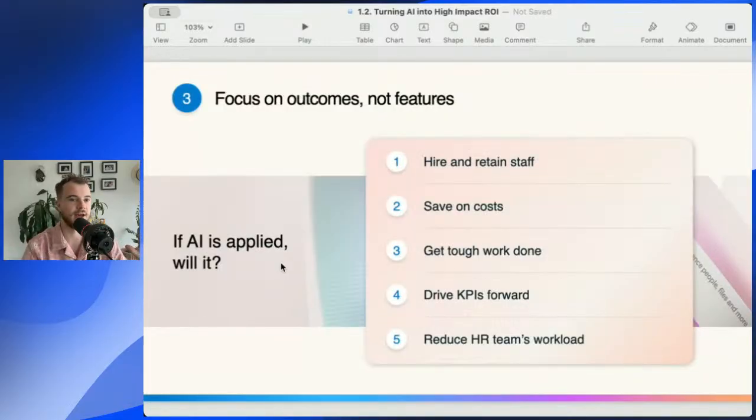So you can see there that the whole point of the AI agent is that it can do different steps in a process, and it's not just going out and writing a message and then asking what to do next. Importantly, you need to figure out, if we do this, can it help us hire and retain more staff, save on costs, get tough work done, drive KPIs forward, or reduce HR team's workflow? It needs to be tied to your existing workflows.